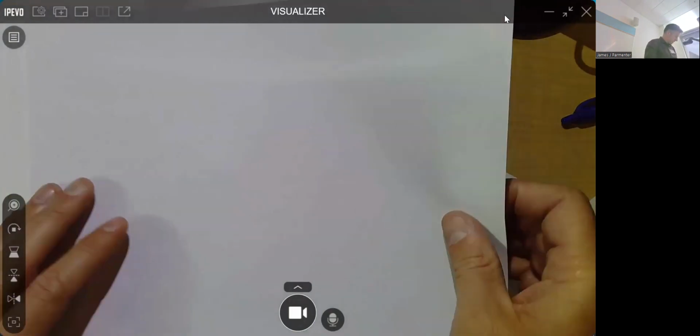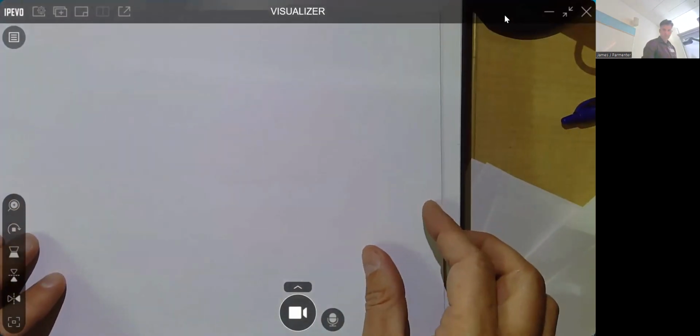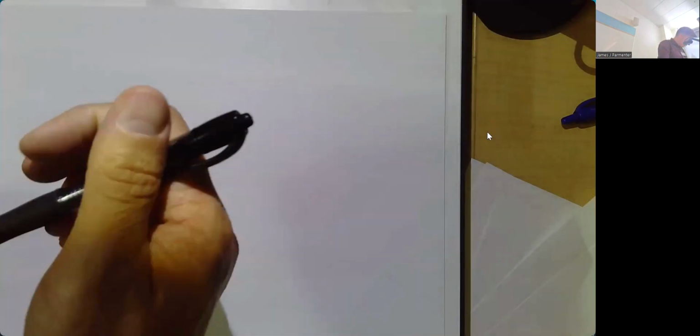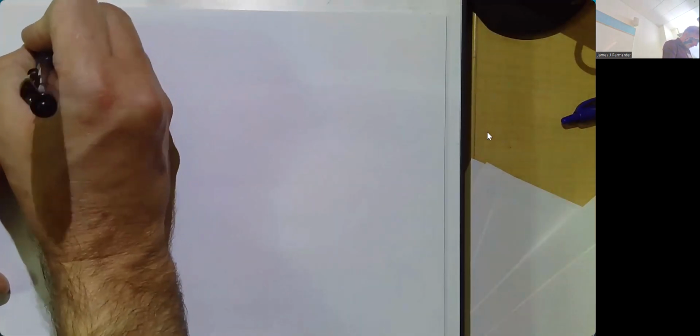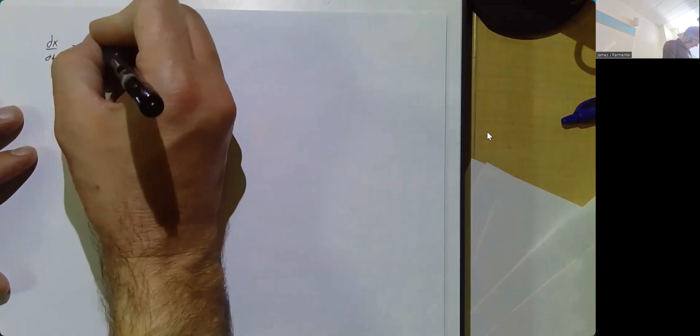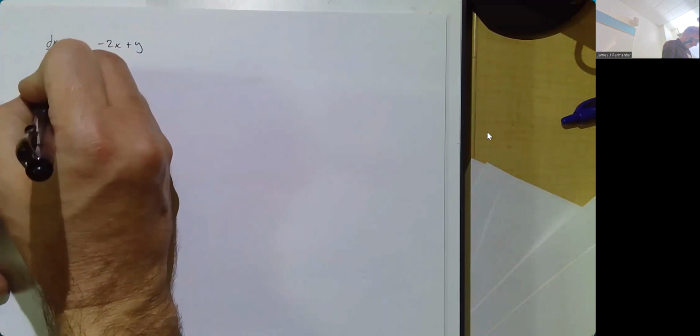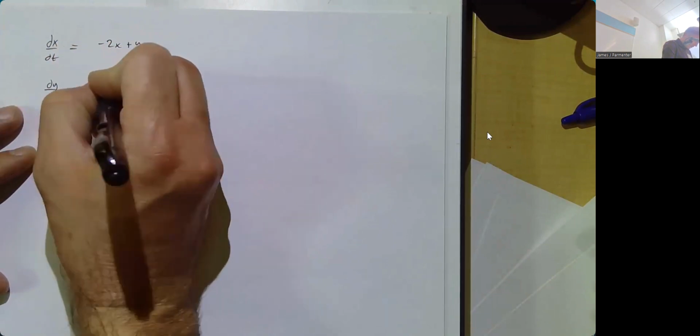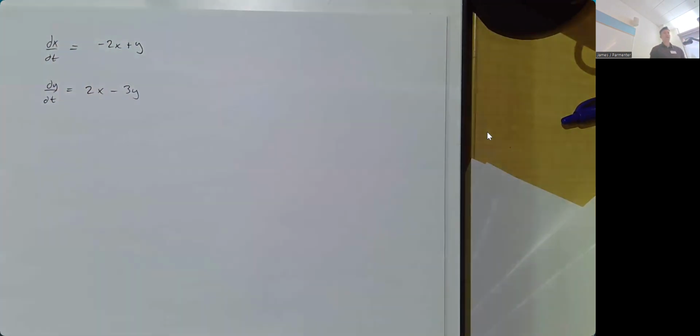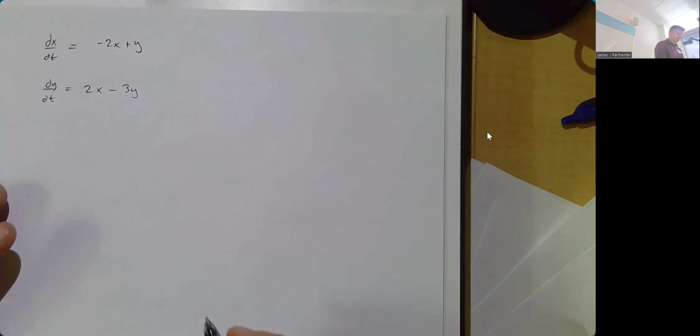So let's look at this example. We have dx/dt equal to -2x plus y, and dy/dt equal to 2x minus 3y. There are other ways of finding the eigenvalues other than just doing the determinant of A minus lambda I equal to 0. In fact, let me show you very generally here because I think it's worth your while.